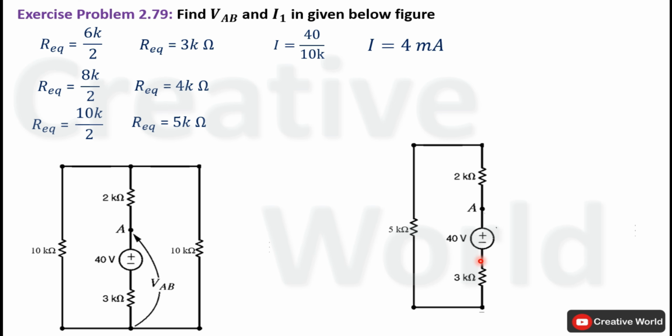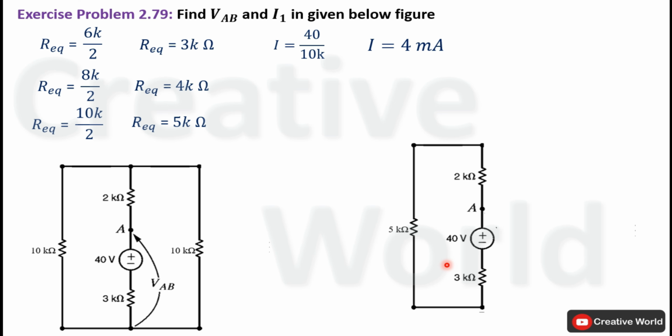Due to the series connection of these two resistances with the voltage source, the same 4 milliampere current will flow through these two resistances. We have calculated the total supplied current. Now we will expand the network back towards its original form to calculate current I1 and voltage VAB.